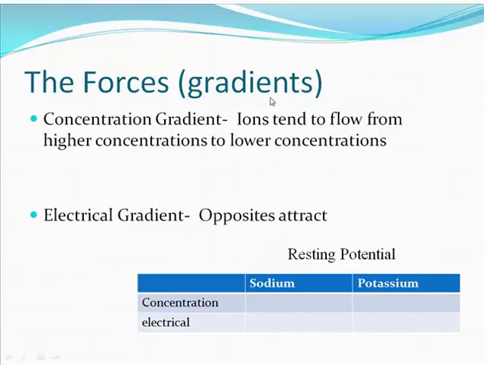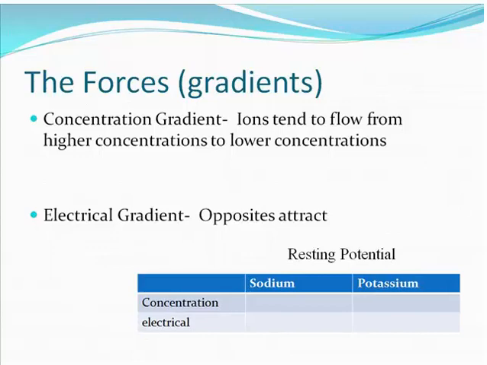So what you have is ions, and there are two main forces that we're working with. The concentration gradient: ions tend to flow from higher concentrations to lower concentrations. Picture a square acrylic box with some salt in it, and the salt comes up to a certain level. Then I pull a side of the box out. What would the salt do? It would flow to an area of lower concentration. So ions tend to flow from higher concentrations to lower concentrations.